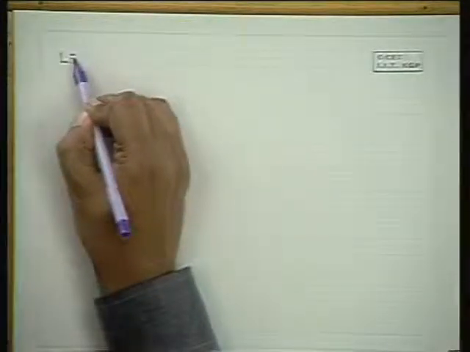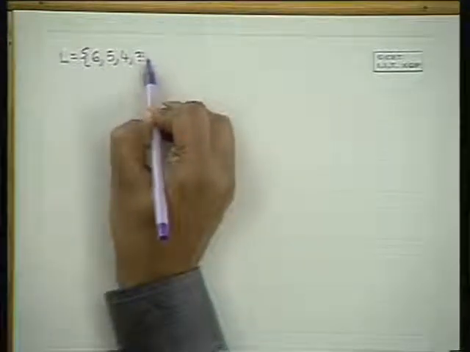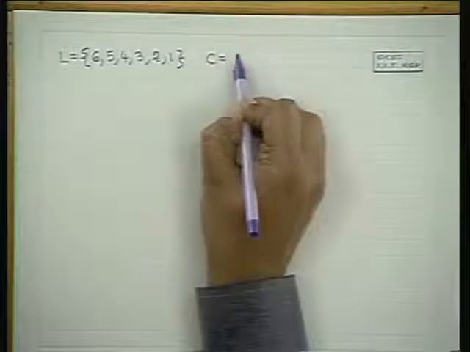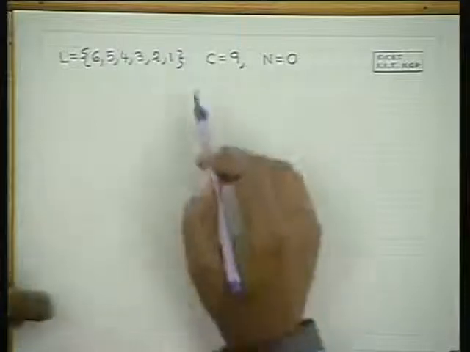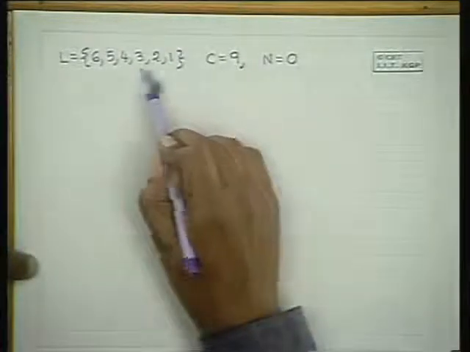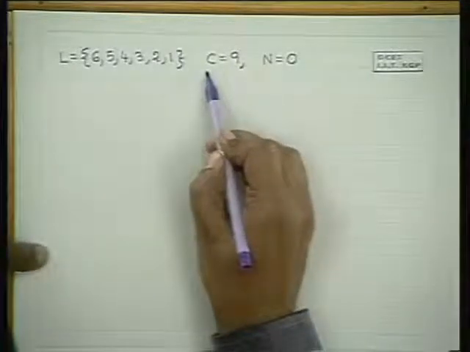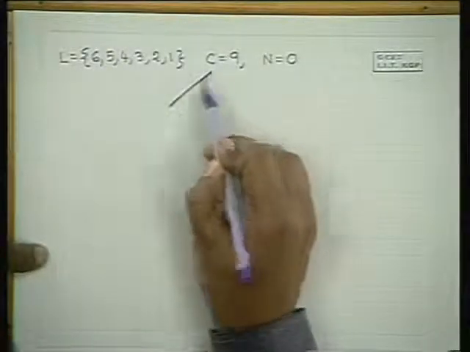So let us take the problem that we were looking at, that is L and C is equal to 9, and we initialize n to 0. Now C is not 0, L is not null, C is not negative, so obviously the base conditions do not hold, and you have got two options, choose 6 and do not choose 6. So let this be choose 6.